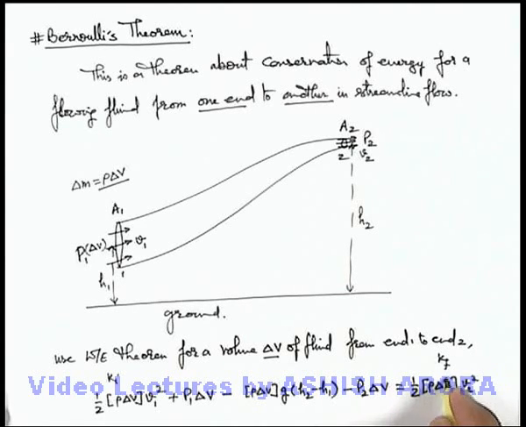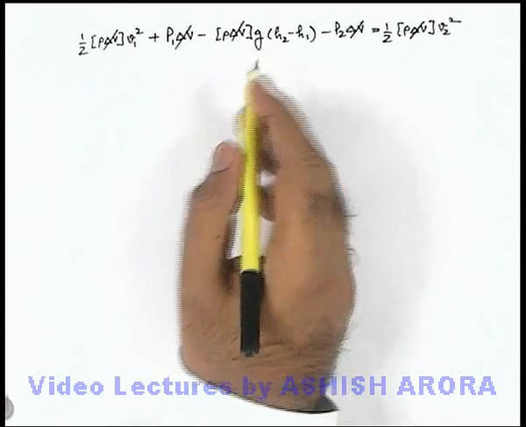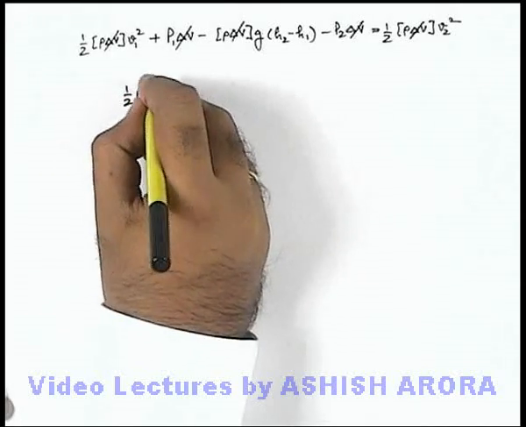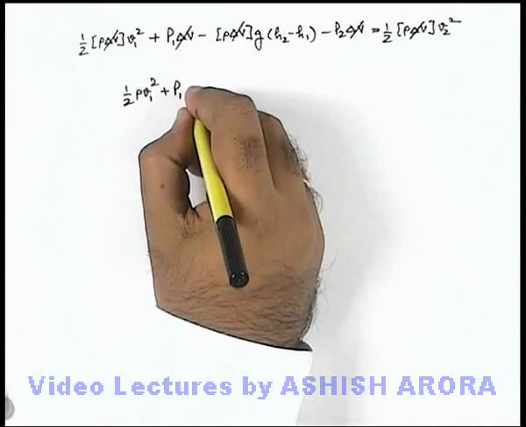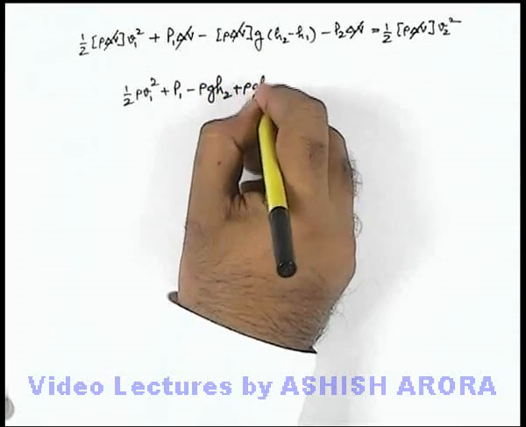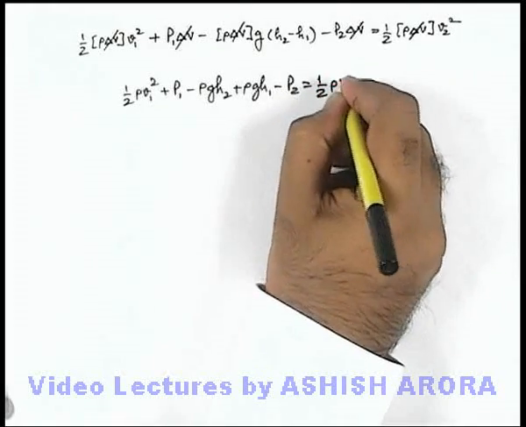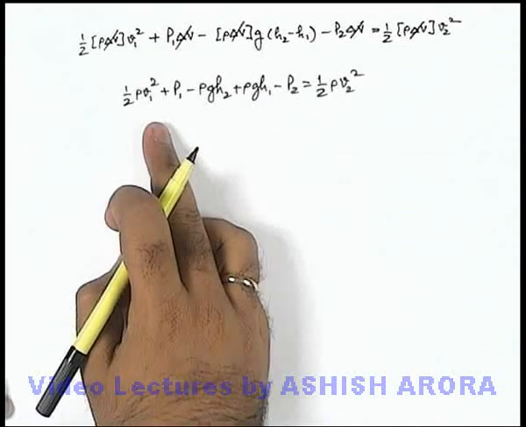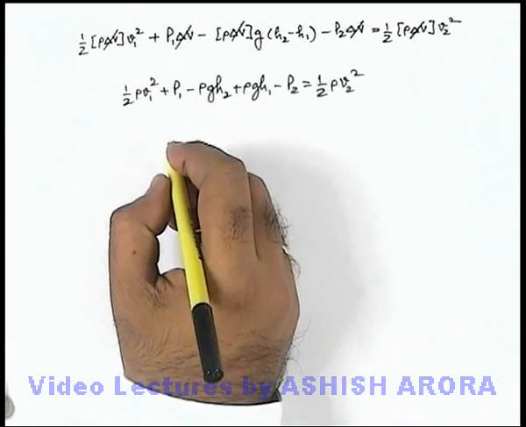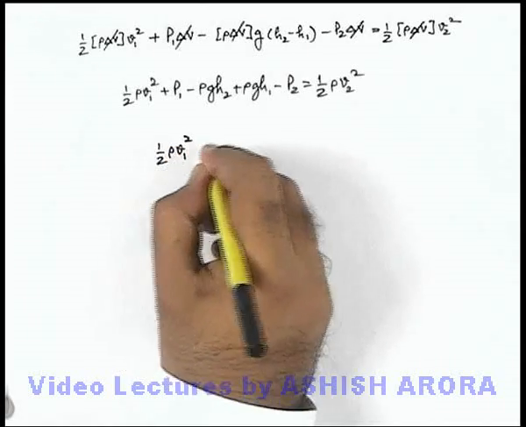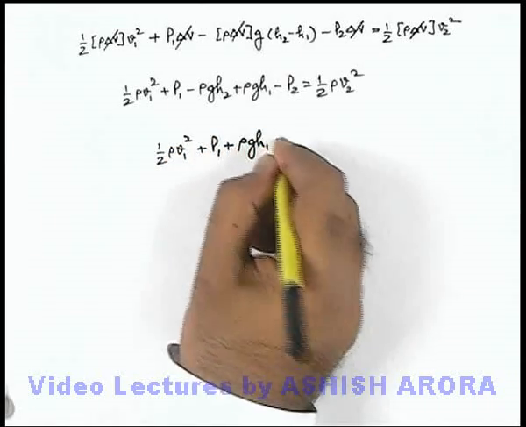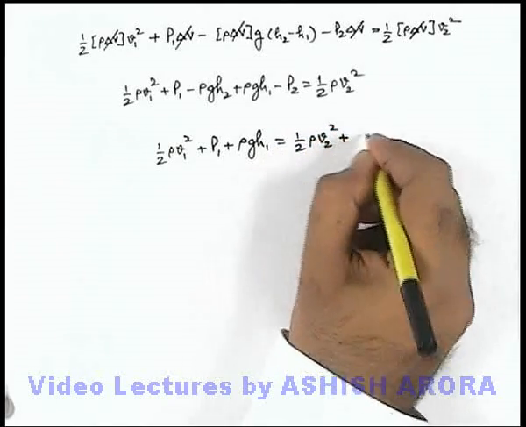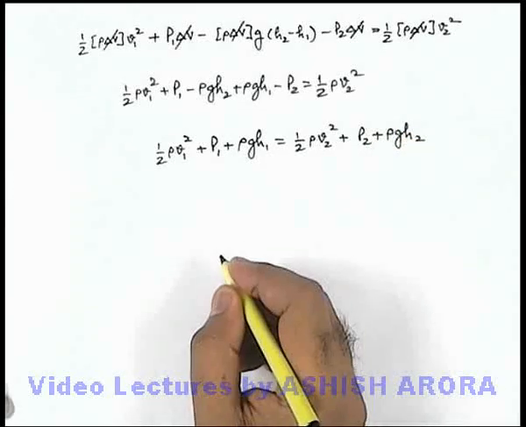Now in this expression, the term delta V can be cancelled from all terms. Let's continue on the next sheet. If we further simplify the expression, we get half rho V1 square plus P1 minus rho g h2 plus rho g h1 minus P2 equals half rho V2 square. Now if we rearrange these terms, taking all the terms for end 1 on the left hand side and all the terms for end 2 on the right hand side, we get half rho V1 square plus P1 plus rho g h1 equals half rho V2 square plus P2 plus rho g h2. This is the expression we are getting.